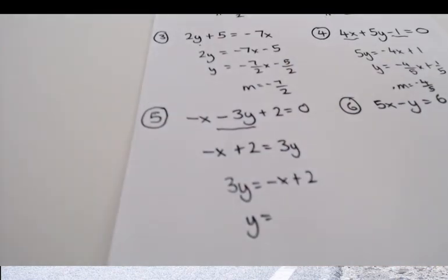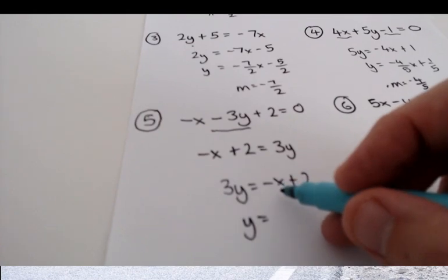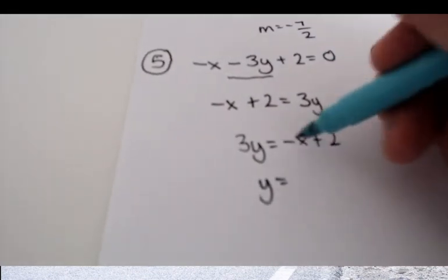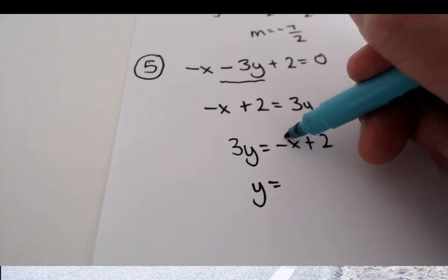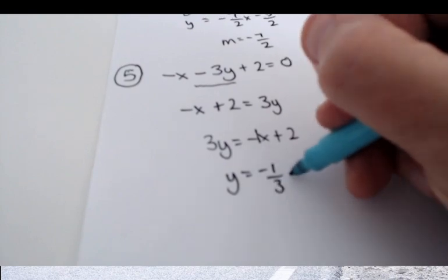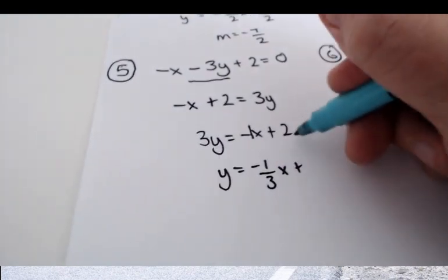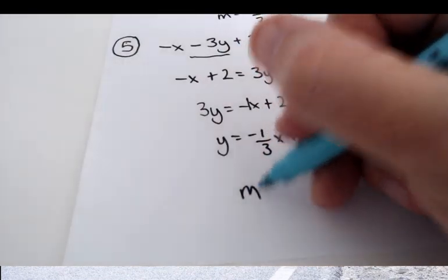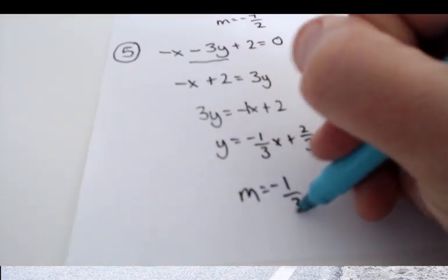Now, some of you might be wondering, how do I divide this by 3? There isn't a number there. There is. Remember, minus x is minus 1x. So that'll be minus 1 over 3x. Divide this thing by 3. And there we go. Gradient's the number in front of the x. So the gradient is minus 1/3.